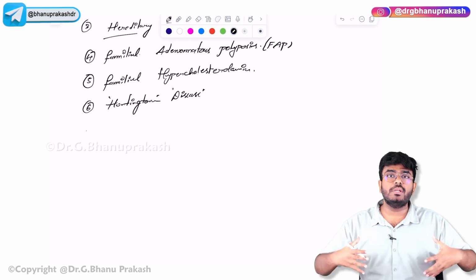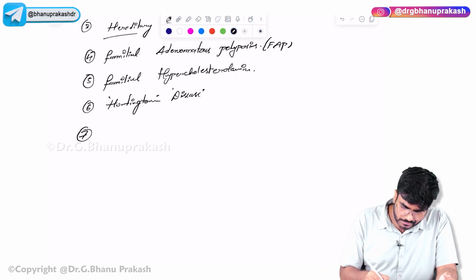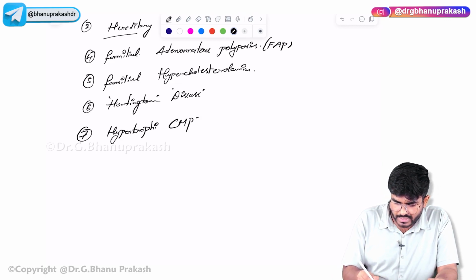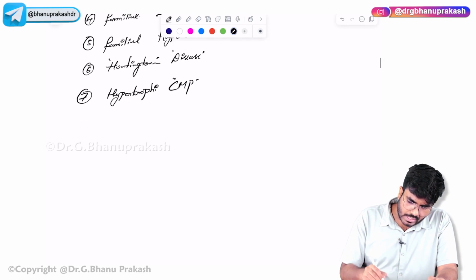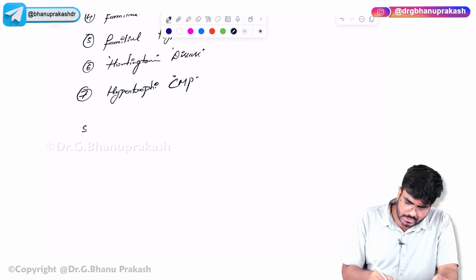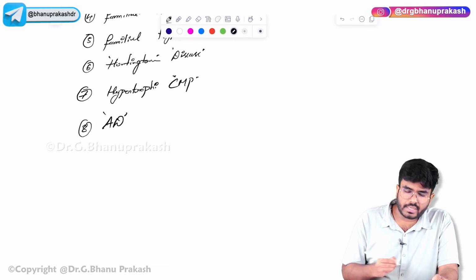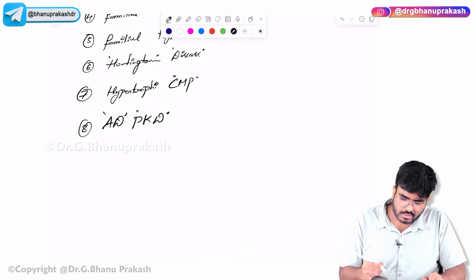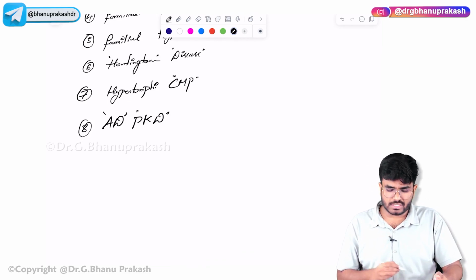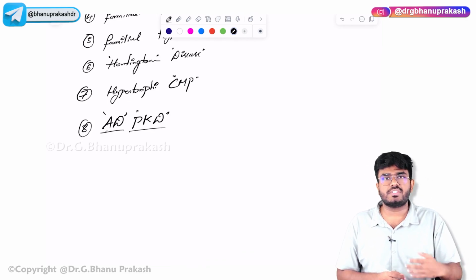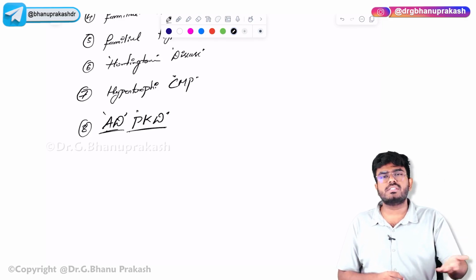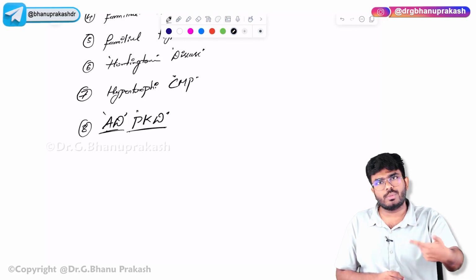Followed by, I used to remember hypertrophic. Hypertrophy means big, big means dominant. Hypertrophic cardiomyopathy, autosomal dominant. And one more disease, very simple to remember. In the name itself, it's there: autosomal dominant polycystic kidney disease. You can also say adult polycystic kidney disease, which is usually seen in adults. In the name itself, autosomal dominant, AD.